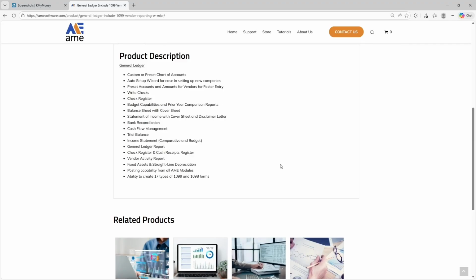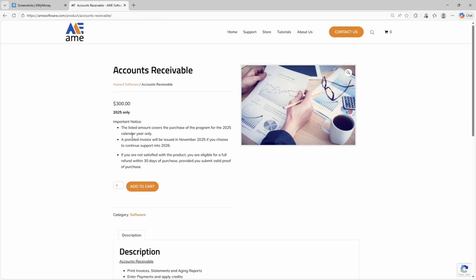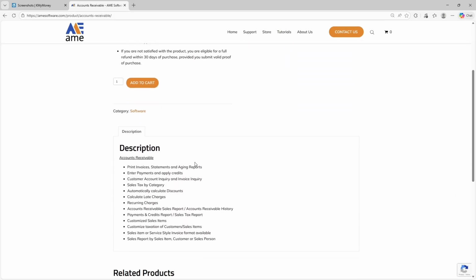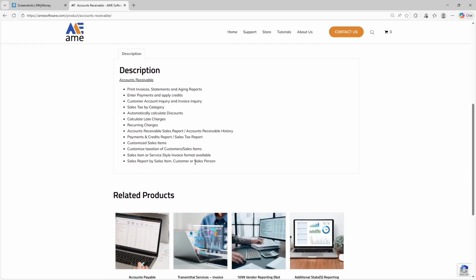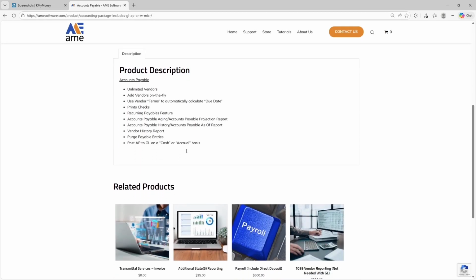Accounts receivable in AME allows businesses to issue invoices, track customer balances, manage aging reports, and apply payments with clarity. The system is particularly strong for businesses that deal with recurring customers, partial payments, or strict invoice tracking. Accounts payable works in a similar fashion, focusing on vendor management, bill entry, payment scheduling, and expense tracking without trying to oversimplify the process. This makes it easier to understand exactly where money is going, even if it takes more manual effort than cloud-first tools.